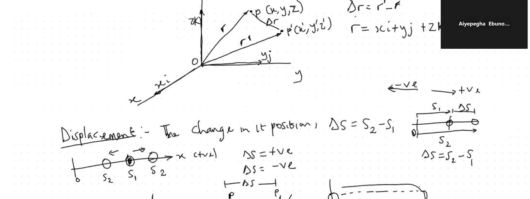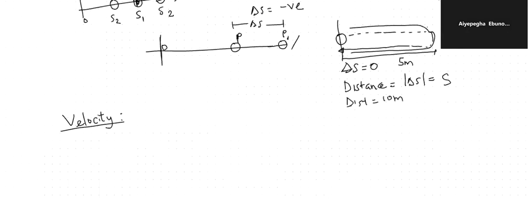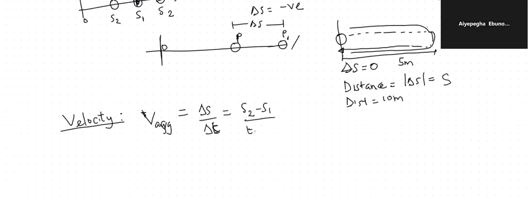So we are simply saying that our average velocity for this particle, that's velocity average, is equal to delta S over delta T. That's our average velocity, which is something like S2 minus S1 over T2 minus T1.